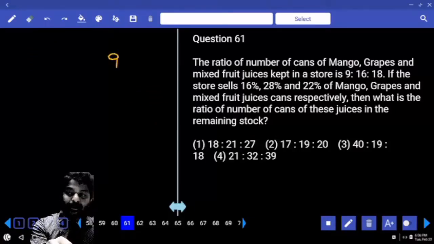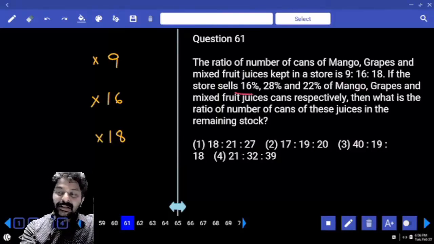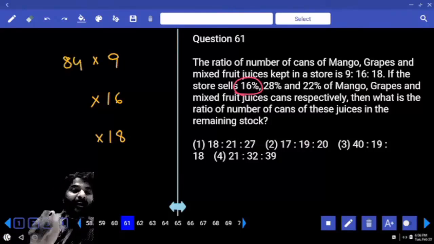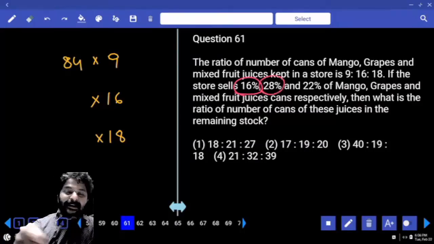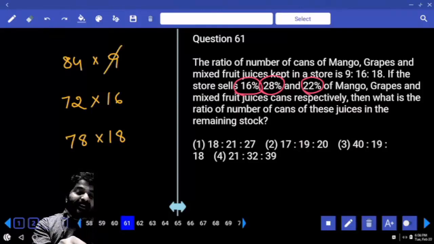They are in the ratio 9, 16, 18, but out of them some percentage is already sold out. If 16% is sold out, remaining is 84. 28% sold out, remaining 72. 22% sold out, remaining 70.